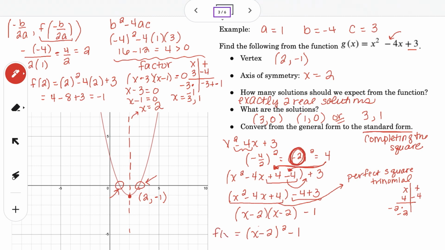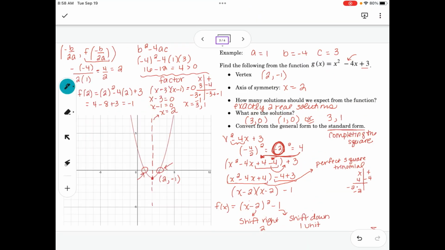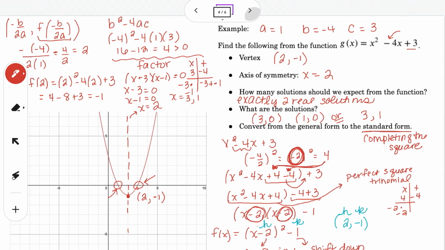This is now converted into our standard form. Notice that this tells us that we shift right 2 units, and this tells us that we shift down 1 unit, and our h value and our k value: 2 is our h value, and -1 is our k value. So that automatically gives us our vertex of (2, -1). Our h and our k. It matches that one. Okay.